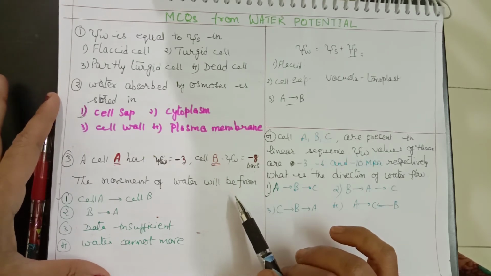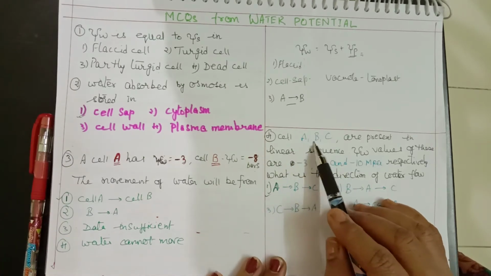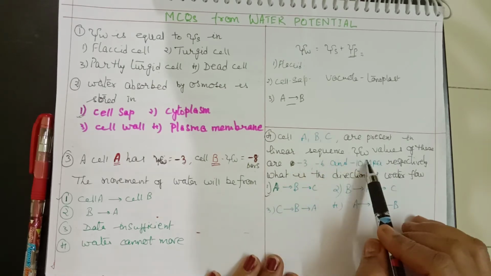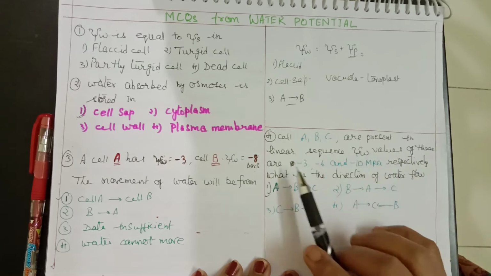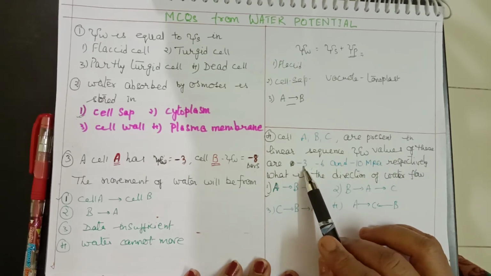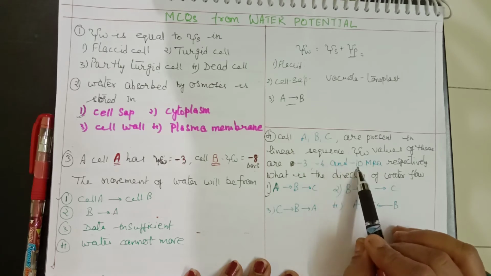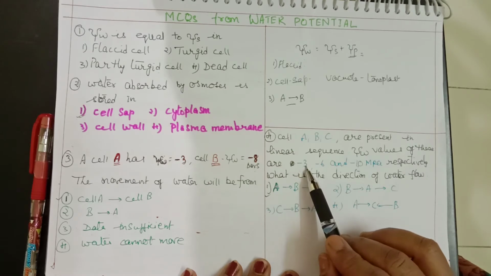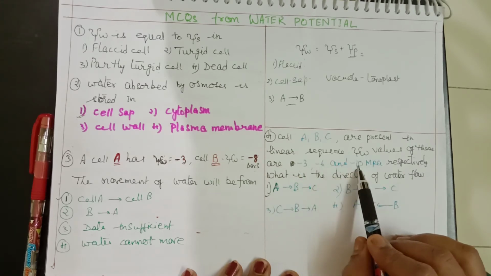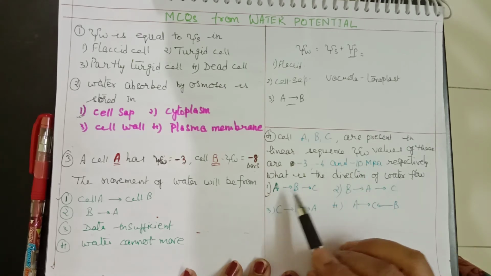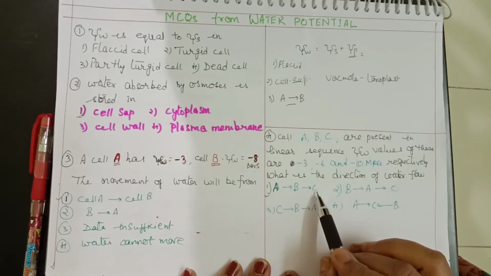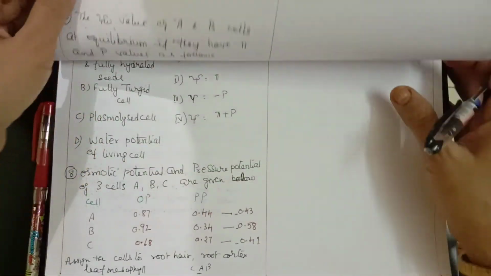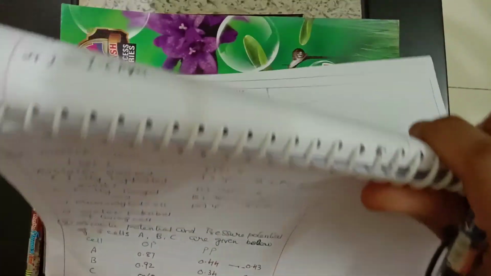Now coming to the next question, the fourth question. The cells A, B, C are arranged in a linear sequence. The water potential values of these are given, respectively -3, -6 and -10. What is the direction of water movement? Here the highest is that of A, next comes B at -6, next comes C at -10. So the direction of water movement will be A, B and C. That is the fourth. Now let us go to the next question.